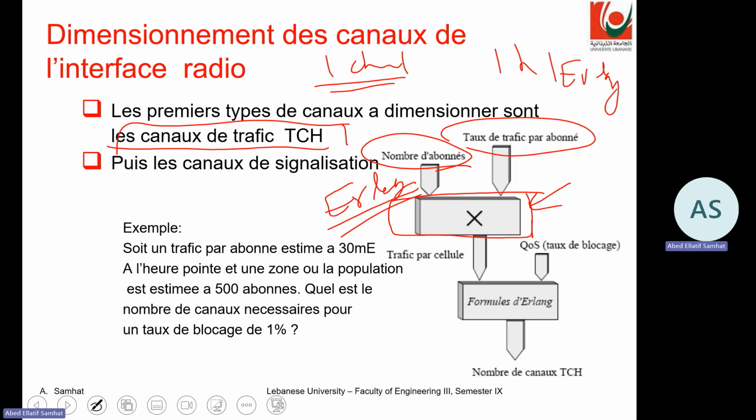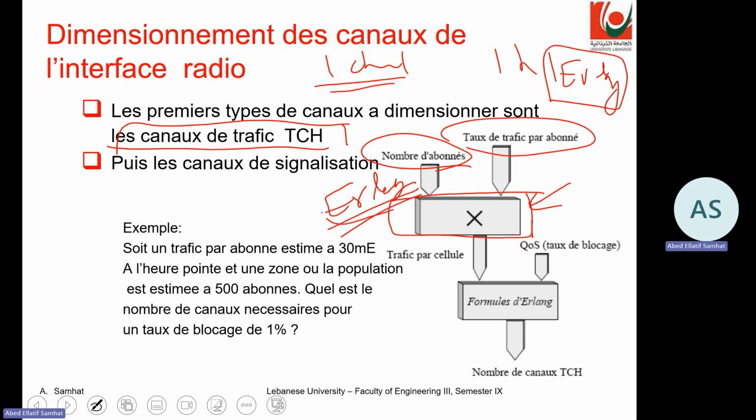If I have two channels and each of those two channels is occupied only half an hour, in this case the total traffic is 1 Erlang, because for each channel we have half an hour, so it's 0.5 Erlang, and for two channels it will be 1 Erlang, and so on. That's why Erlang is a well-known unit.